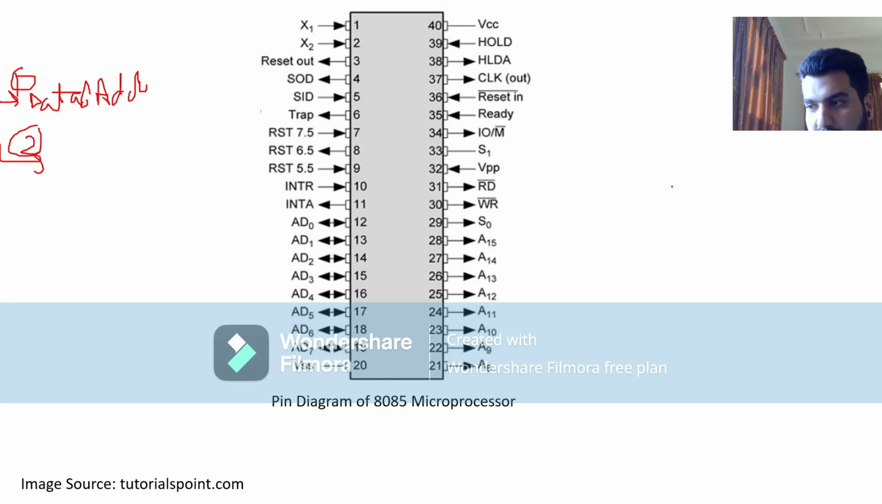Then we have the WR signal. This signal indicates that the data on the data bus is to be written into a selected memory or input output location. Then we have the RD signal. It indicates that the selected input output or memory device is to be read and is ready for accepting data available on the data bus.